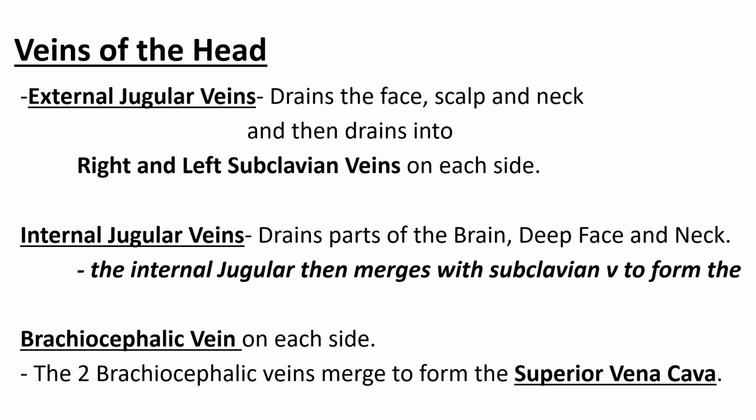These two brachiocephalic veins are going to join together to form the superior vena cava that's going to lean back towards the heart. So my external jugular veins are going to drain the face, the scalp, and the neck. Then they're going to drain into my right and left subclavian veins on each side of the body. My internal jugular vein is going to drain parts of the brain, the deeper parts of the face and the neck, and it's going to merge with the subclavian veins to form the brachiocephalic veins on each side. So the brachiocephalic veins are formed from my internal jugular and my subclavian veins. So my external jugular drains right back into the subclavian. External and internal jugular do not unite.